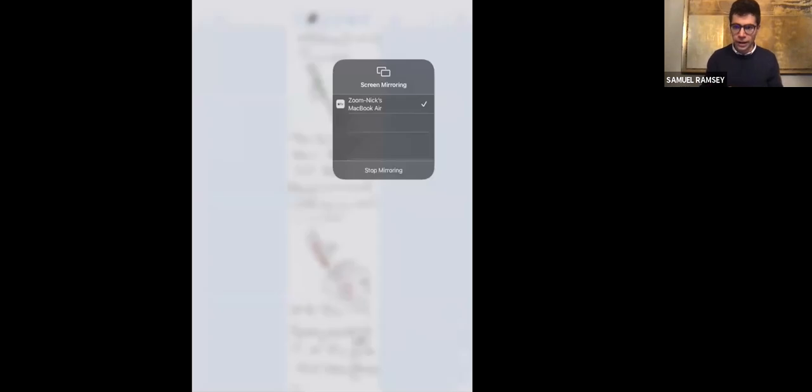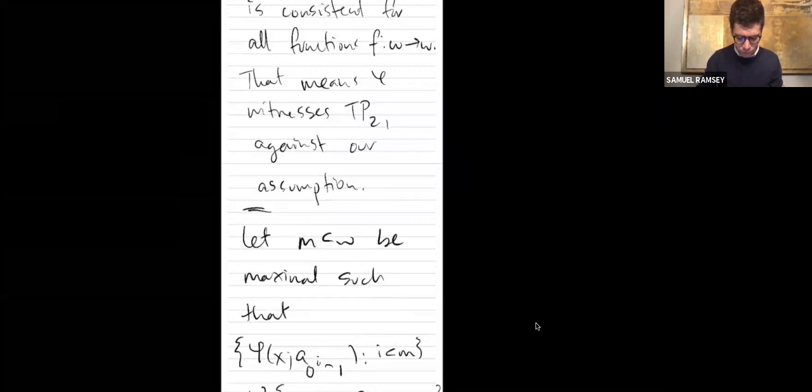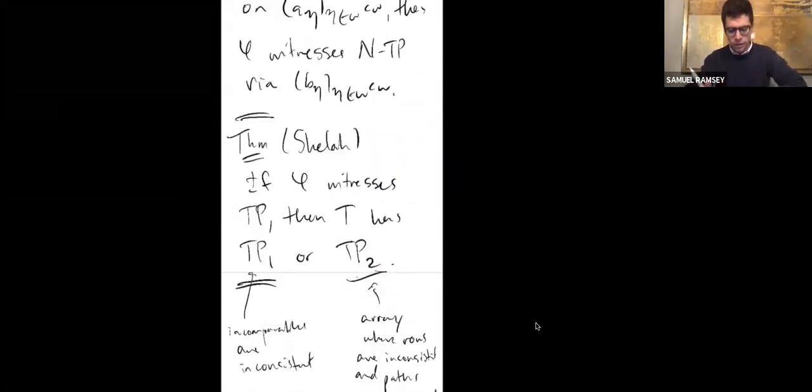Okay, cool. So we're back. All right, so last time we did this proof. I just want to start by saying what we did last time: if phi witnesses the tree property, then T has TP1 or TP2, where really what we proved is that either phi has TP2 or some conjunction of instances of phi has TP1.